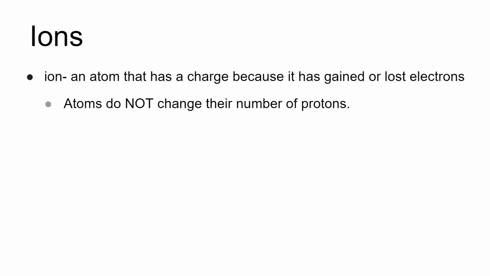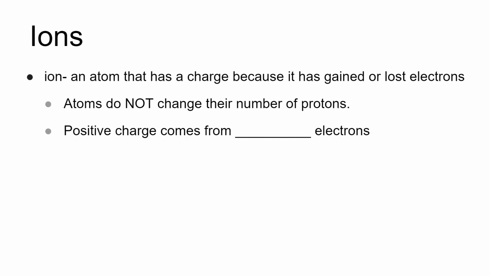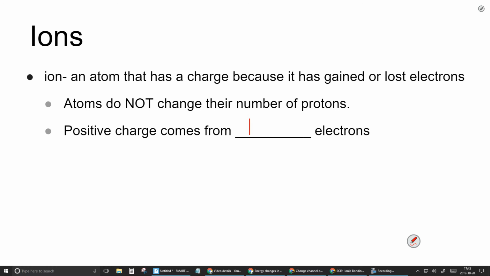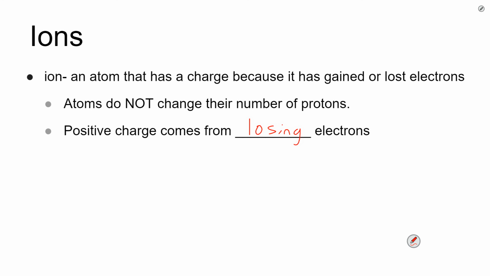We cannot cause atoms to change their number of protons, and so instead their charge comes from a gain or loss of electrons. Positive charge comes from, and this is where I would normally ask you, so I want you to think about it here for just a moment. You certainly can say it out loud, but positive charge comes from losing electrons. And again, that's because if you lose your electrons, the number of protons is going to be greater than the number of electrons.